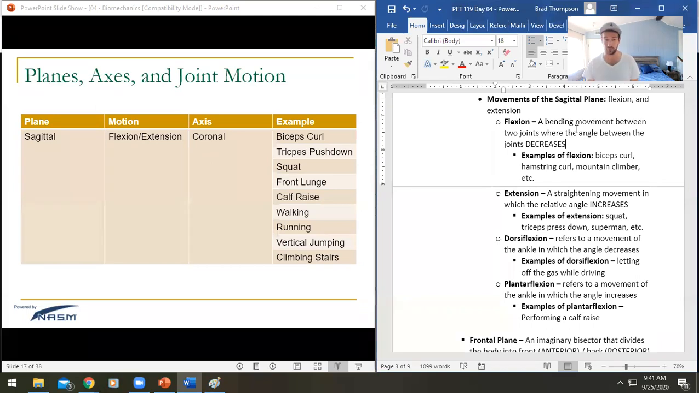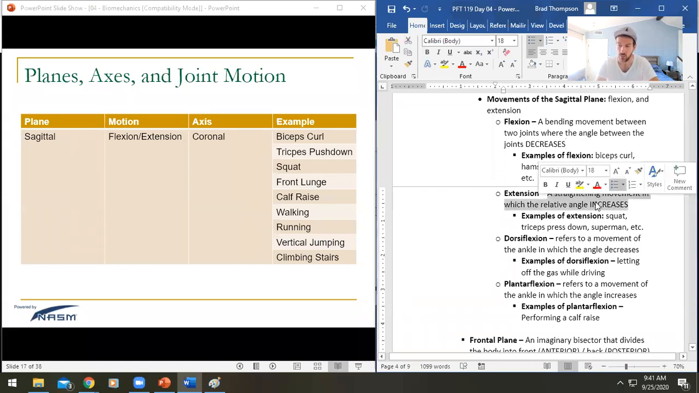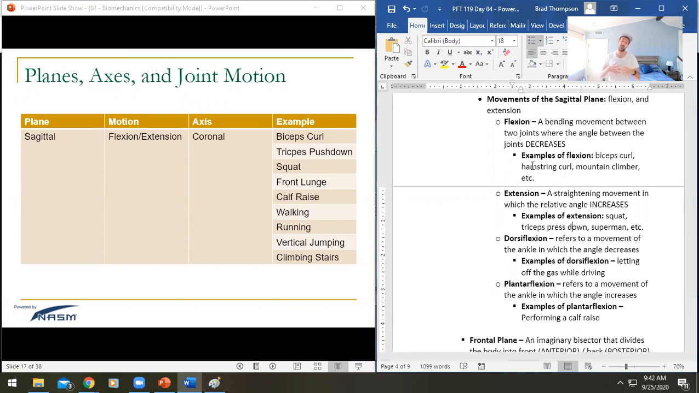It's a sagittal movement. It's an example of what we call extension. Extension is a straightening movement where the angle increases. Good examples of extension include squats, tricep pushdowns, and Supermans, right? Whereas flexion includes things like hamstring curls and mountain climbers. All of those take place in the sagittal plane, but the two primary movements we're looking at are flexion and extension.